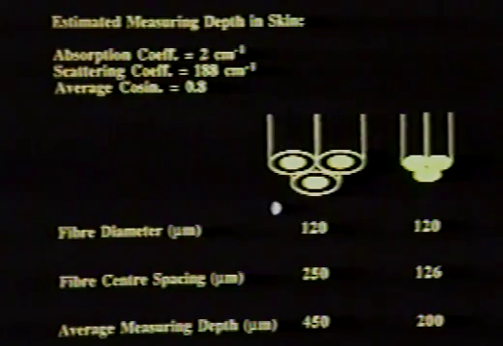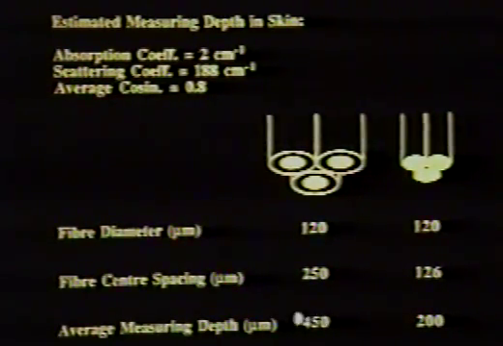However, in the probe to the left, we have a fiber center spacing of about 250 microns, and in this case, we are keeping the fibers very close together, giving us a fiber center spacing of 126. And from this, we used, as I said, about 20,000 different photons to simulate the scattering of light in tissue. And so we could calculate the average measuring depth to, in this case, about 450 microns in skin tissue, and in this case, about 200 microns in skin tissue.